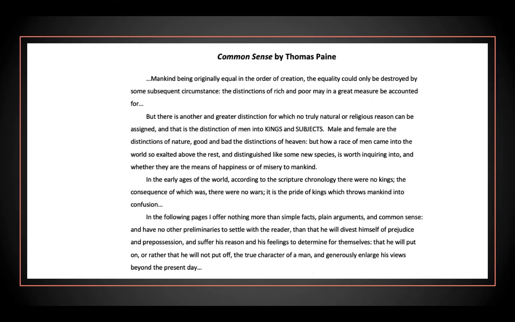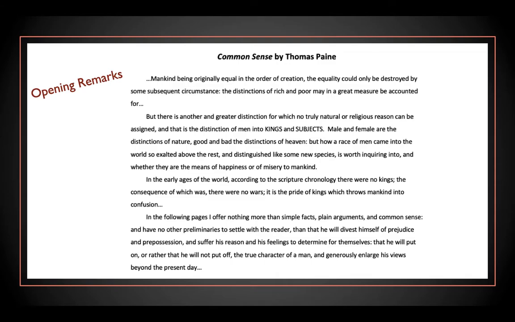So when you have your document open, right after your quick writes, you'll see Common Sense by Thomas Paine, and you'll notice some ellipses, and that just means that I cut off a little bit to shorten it up for you. I want you to annotate in the margins how he structured his piece. These first four paragraphs are his opening remarks. So in the left-hand margin, write opening remarks. It's kind of like an introduction, right?